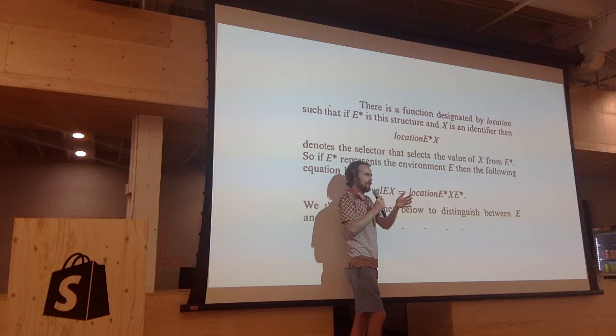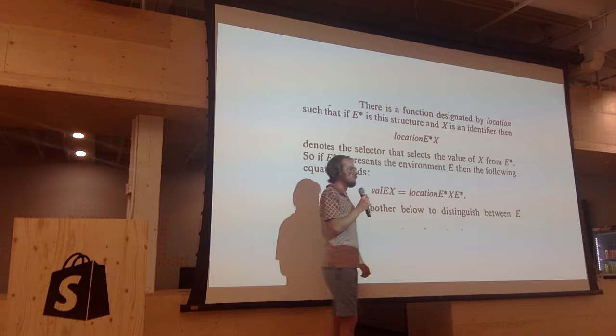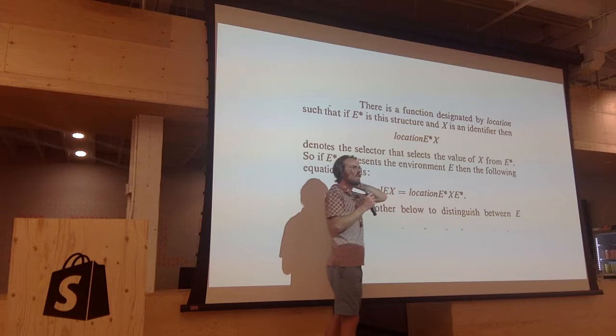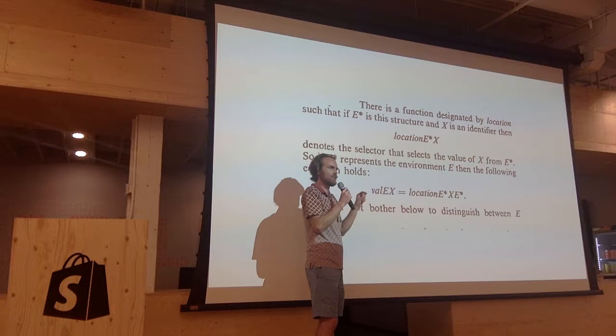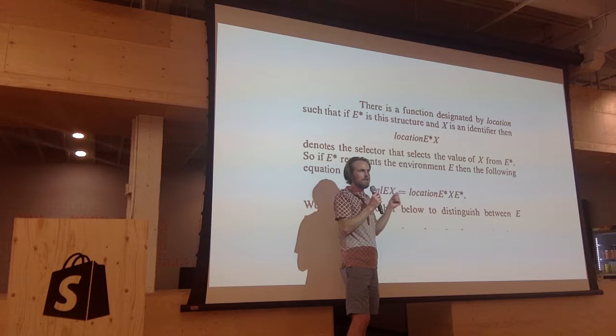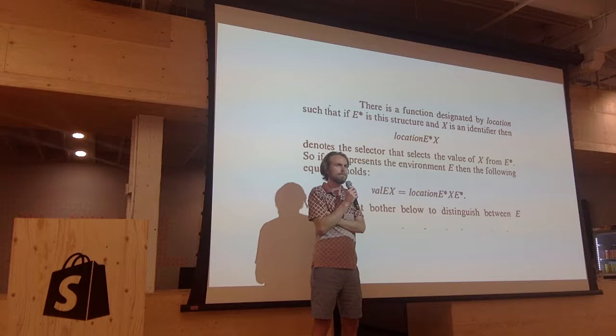There's a slight difference between an E and an E star. E star is a thing for which this makes sense, and E is the more general. E star is any environment for which the same operation would give you the value of the same identifier, for which the X operator would make sense. So any environment with X in it? Where the X thing makes sense, the description of X, right? If you're looking at X really as being a description of how to get at a location, right?